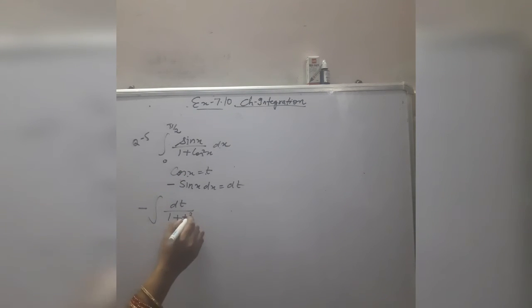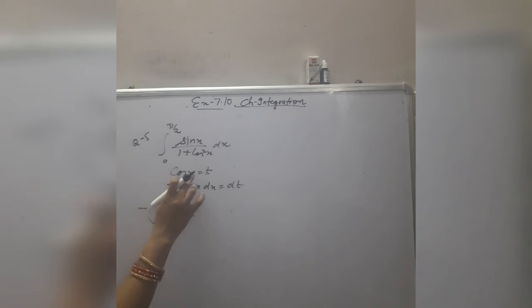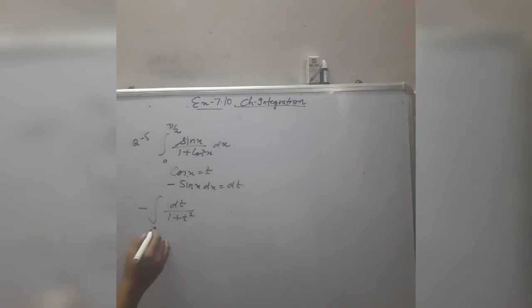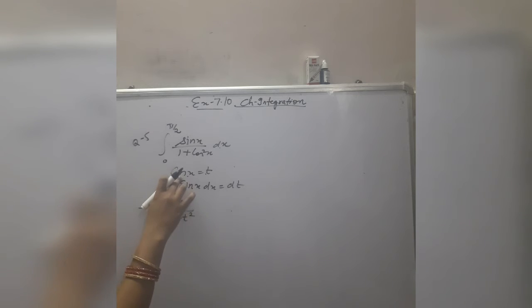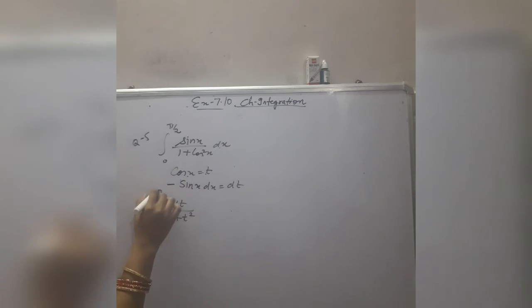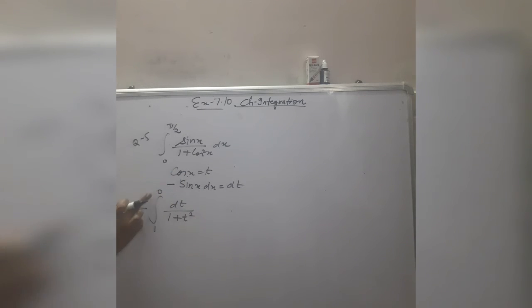Now see the limits also. If you put x equal to 0 here, the value of cos 0 is 1, so the lower limit will be 1 in this case. If you put pi by 2, the value of cos pi by 2 will be 0. And when you interchange the limits, this minus sign is changed into a plus sign, so you can interchange the limits to 0 to 1.